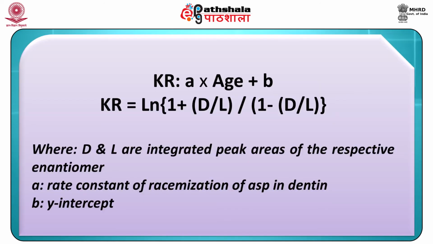this equation. The coefficient of racemization, called Kr, is equal to A multiplied by age plus B. Kr is equal to ln of (1 plus D/L) divided by (1 minus D/L), where D and L are integrated peak areas of the respective enantiomer. A is the rate constant of racemization of aspartic acid in dentine and B is the Y intercept.